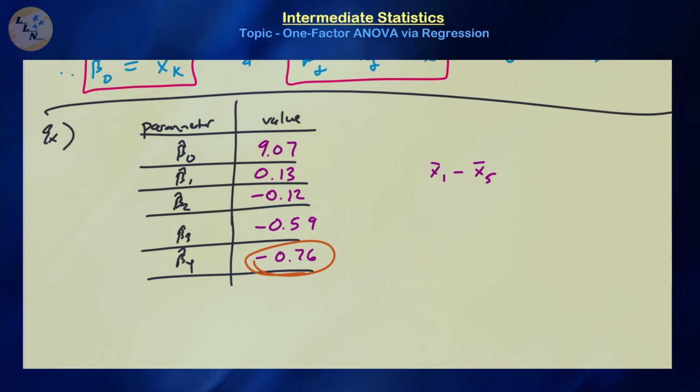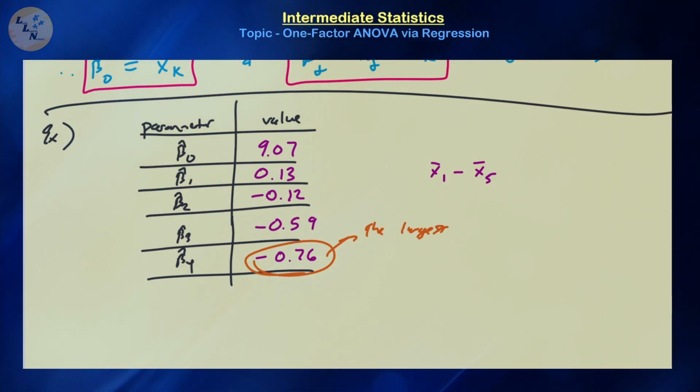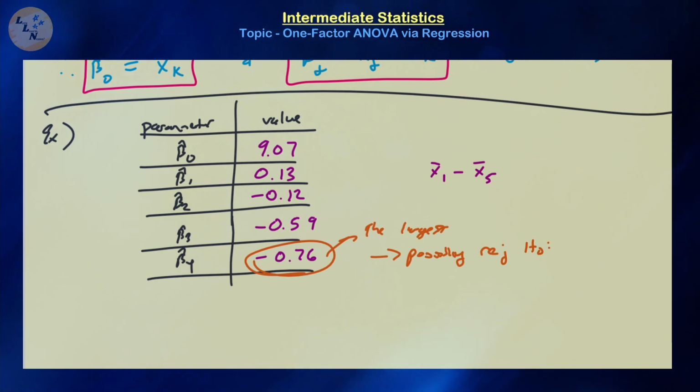So this one, of course, is the largest in terms of the magnitude from 0. That means we will possibly reject the null hypothesis, or the baby null hypothesis, that mu 4 is equal to mu 5.